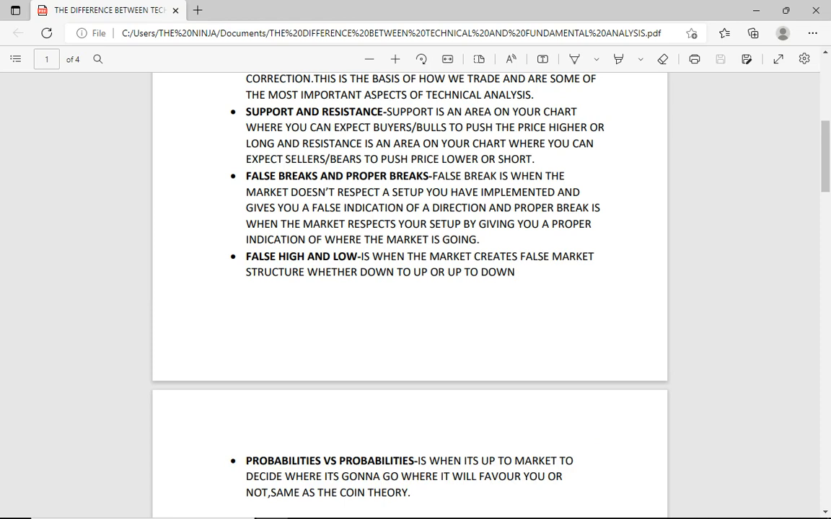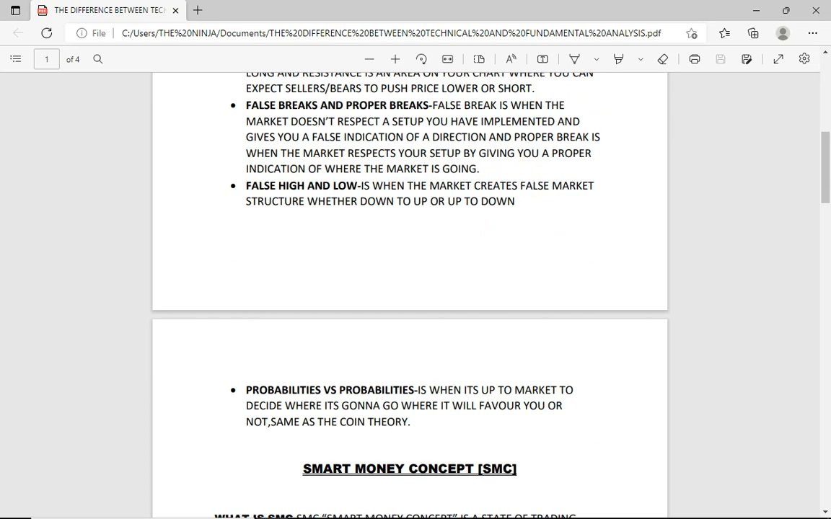So, false high and low. False high and low goes hand in hand with market structure. It's when the market creates a false market structure, whether down to up or up to down. So a false high is up to down. A false low is down to up.